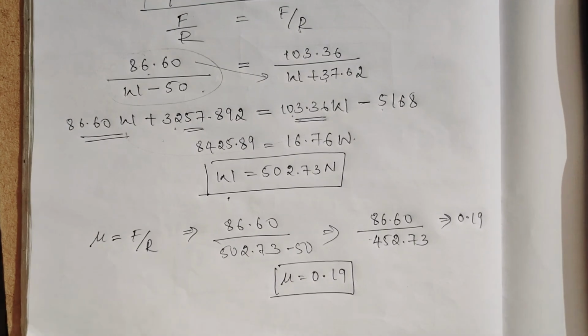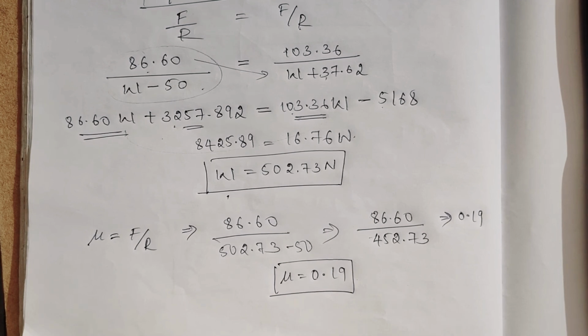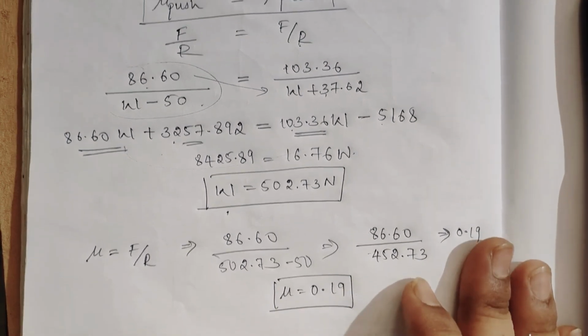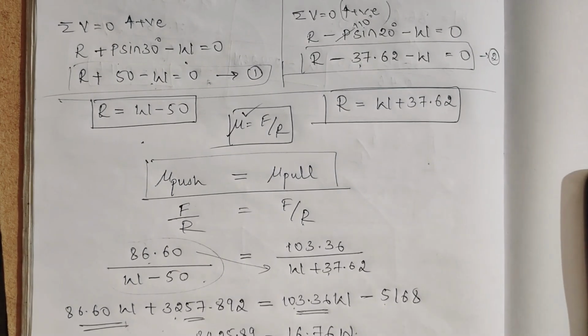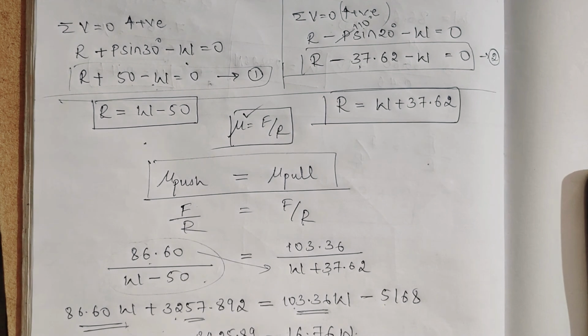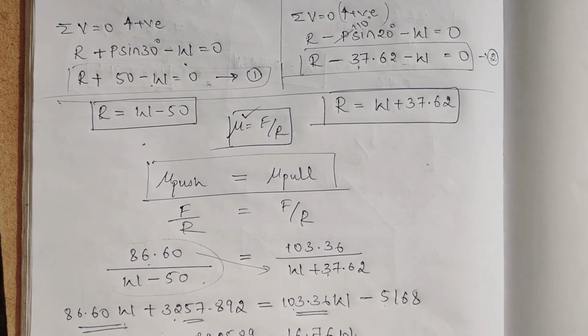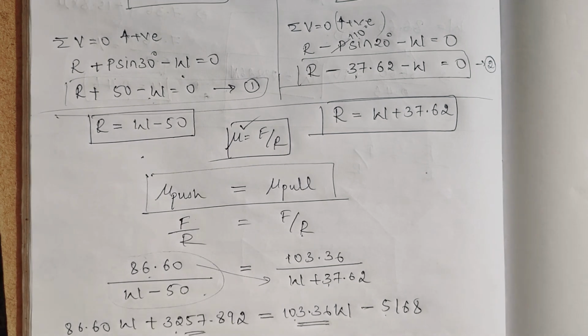So this type of problems will come, so that when the body is given and on that body two forces act, we can consider this concept, that is mu is equal to F by R, and we can solve the problem. So we'll come to the last problem of this topic. Okay, I'll write the question and I'll let you know.